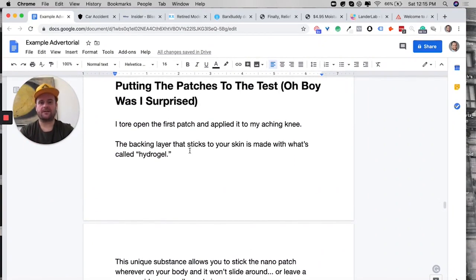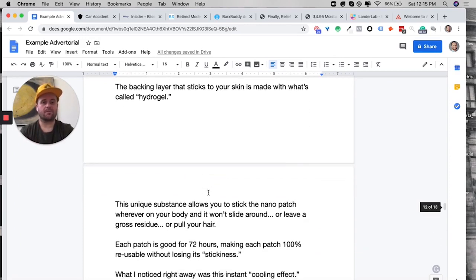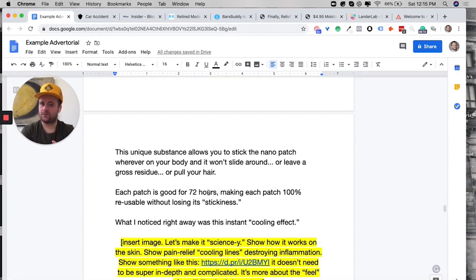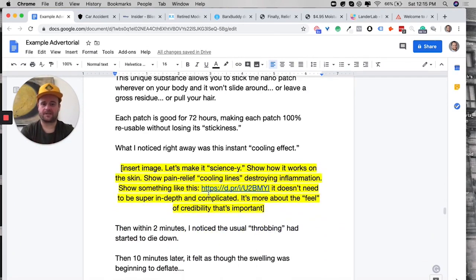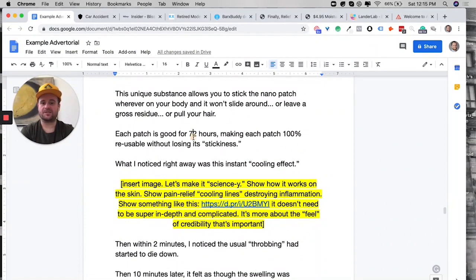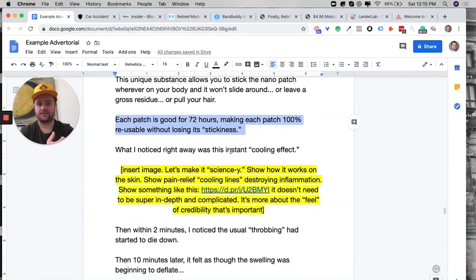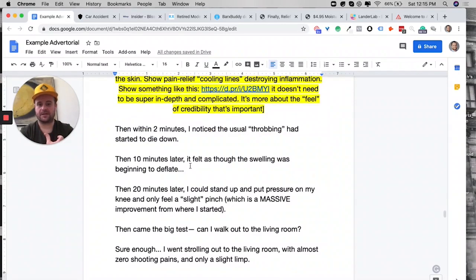This is where I would add it a lot of the times for the advertorial. What makes it unique? Why does it work better than other products that you've used or other solutions in the past? Why is this more effective? And also, why is this a good saving? So I talk about that. It lasts for 72 hours, the patch. It's not a one-time patch. It stays sticky for 72 hours. That's amazing. So I let them know it's a good savings.